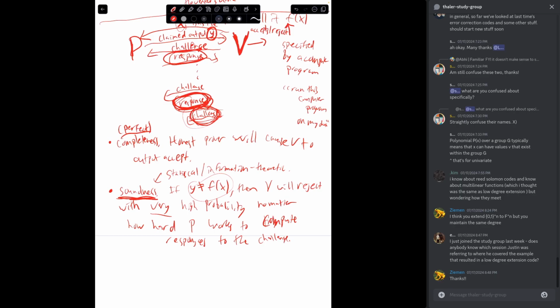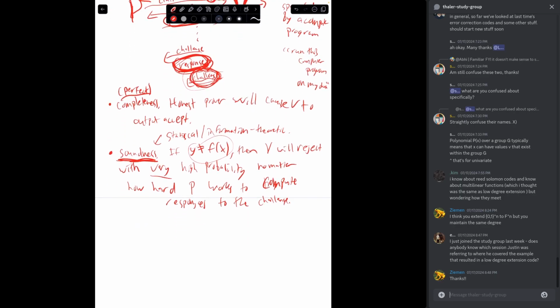Okay, so again, interactive proofs have this statistical notion of soundness, where it doesn't matter how much computational power the adversarial provers have. The prover will still get caught in the lie with overwhelming probability.